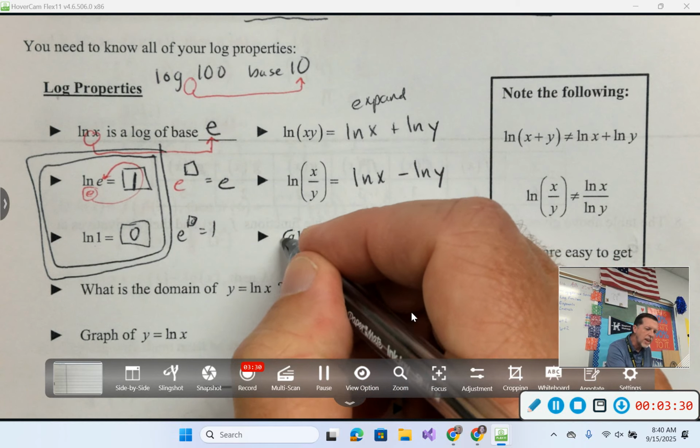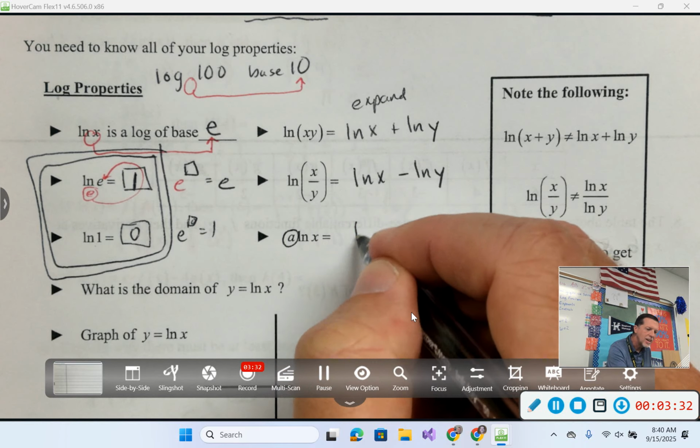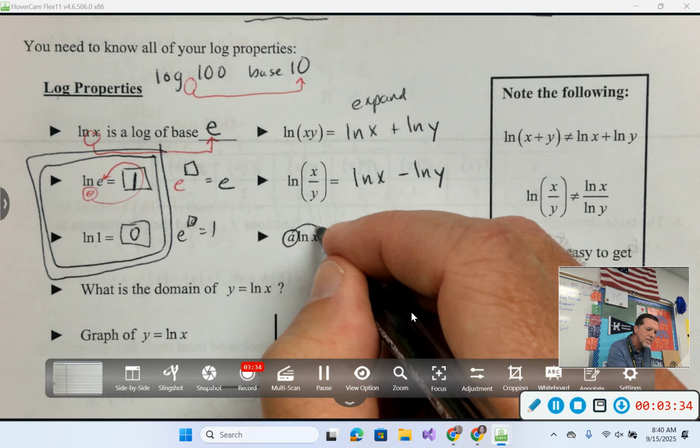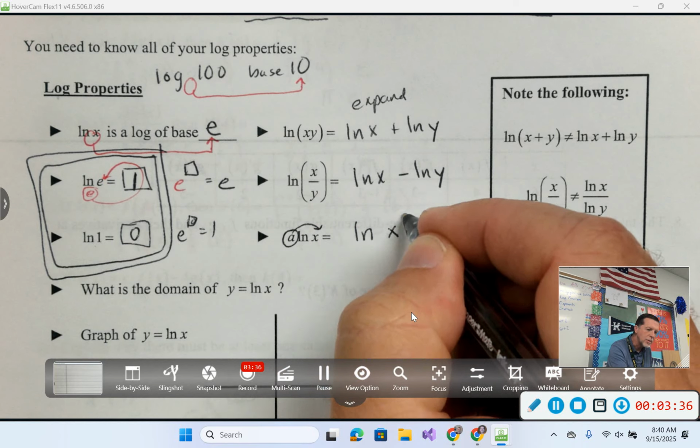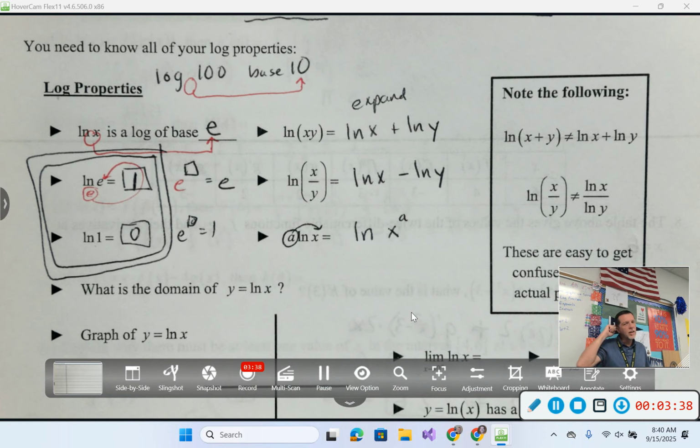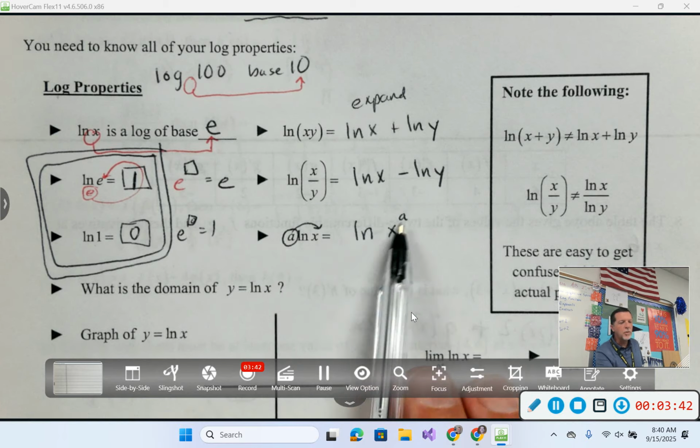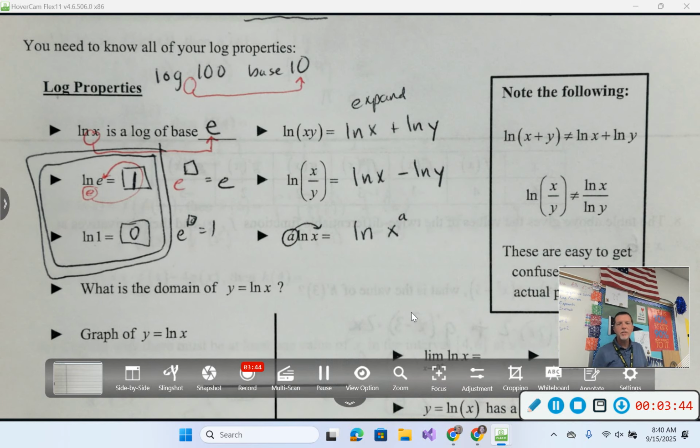Do you remember where else this a can go? Go up as the exponent. And so that's another one where a lot of times we'll put the a down front to make the derivative easier.